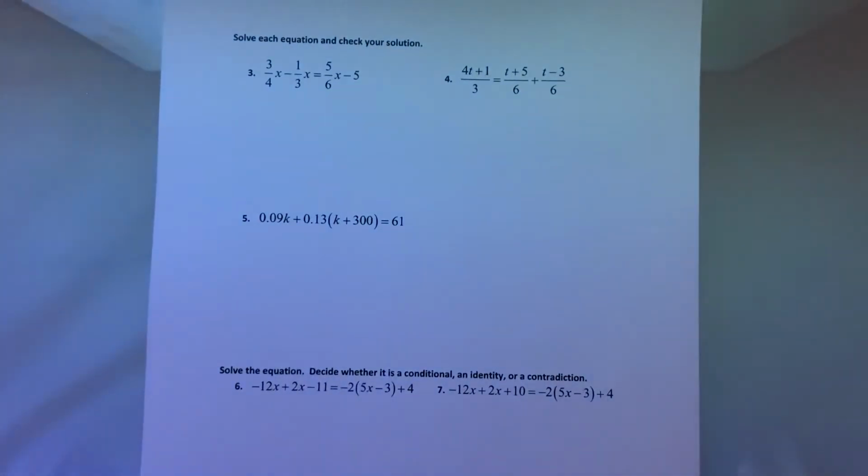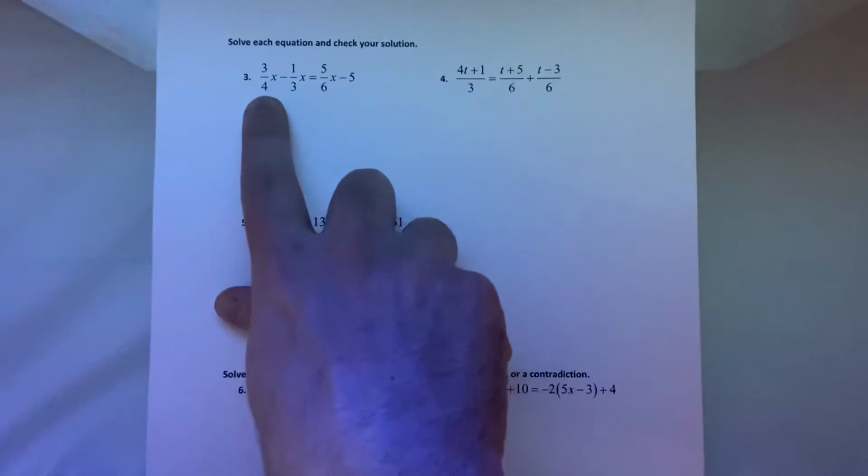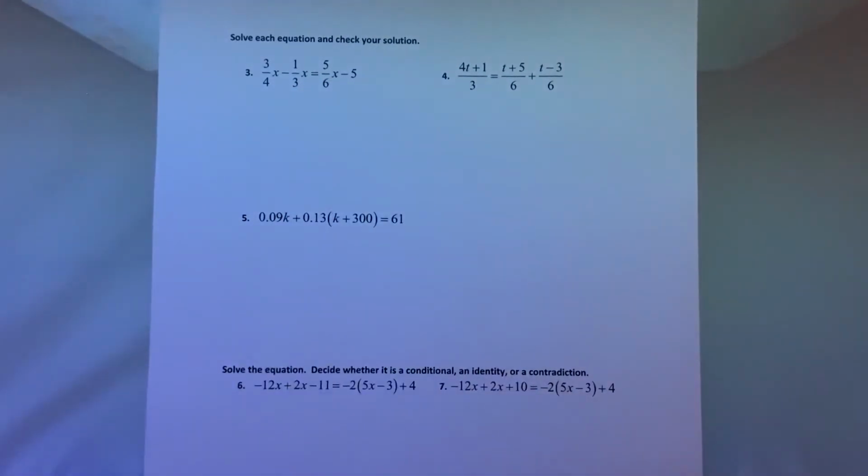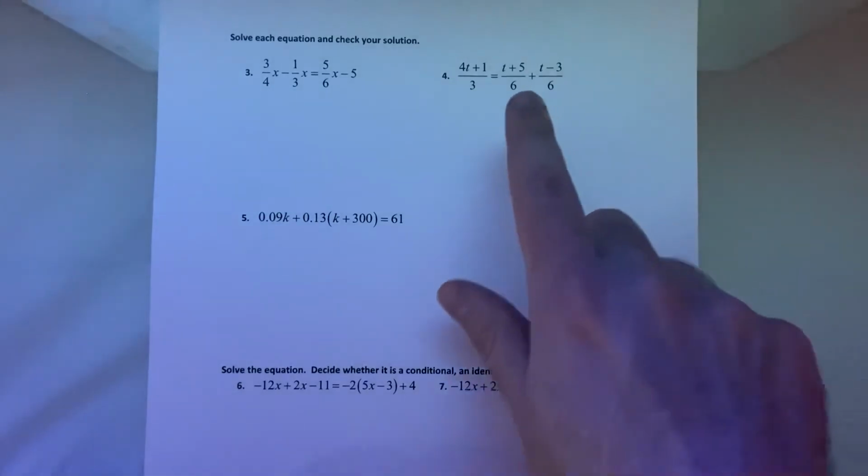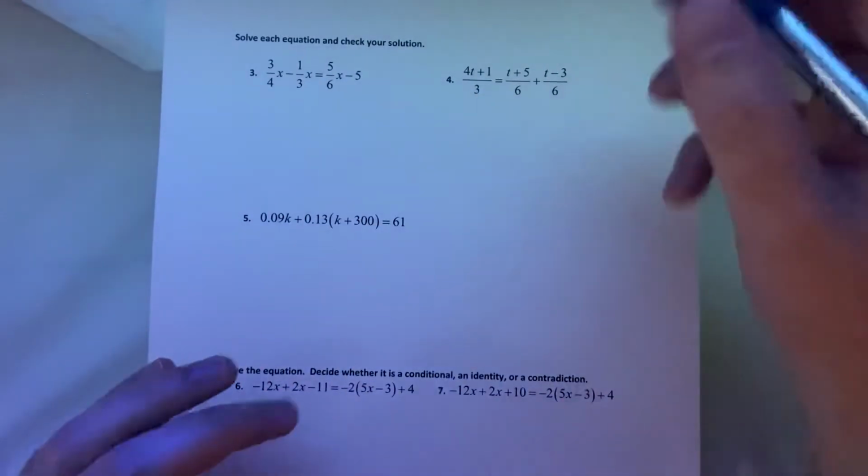Okay, solve each equation and check your solution if you'd like. 3/4 x minus 1/3 x equals 5/6 x minus 5. So I need to multiply by something that will get rid of my denominator. There are a few options here. Some people will just multiply by all of the numbers to clear the denominator, but remember, anything you multiply by, you have to multiply everything by. So it might be easier to look at number 4 first and come back to number 3.